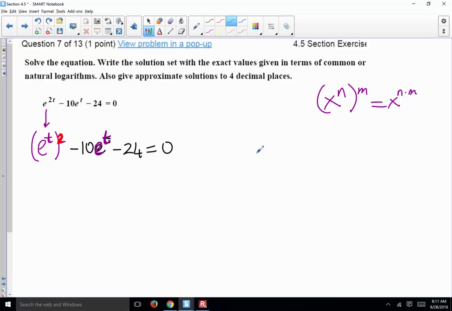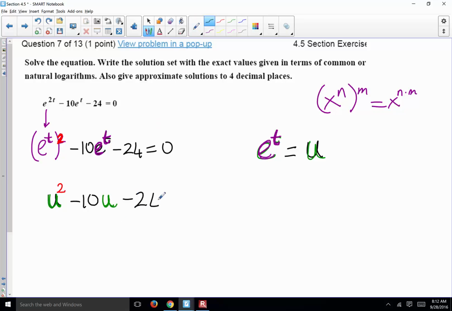What do you want to call it? Can I make that e to the t, choose something? u, x, y, any letter. Now imagine I make those e to the t's u. What do you have now? u squared minus 10. Let's call this green u so you can see better here. Minus 10. Oh, same e to the t, then same u.